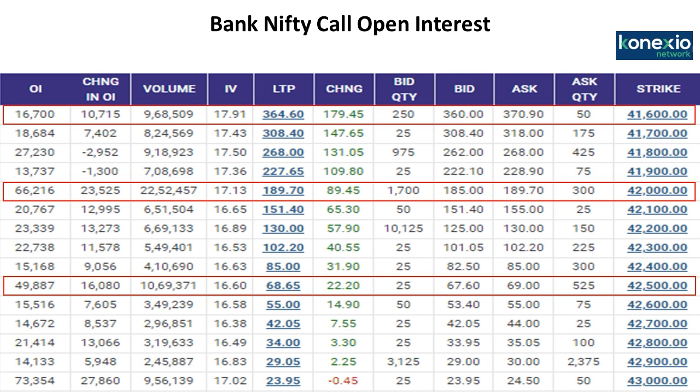You can see the action was seen in 41,600 calls, then 42,000 calls, then 42,500 calls. Now here you can see there has been a rise in the open interest, rise in the volumes. Implied volatility is also slightly higher, but still it is in the comfort zone. It is between 16.60 and 17.91. The option premium prices are also in positive territory.